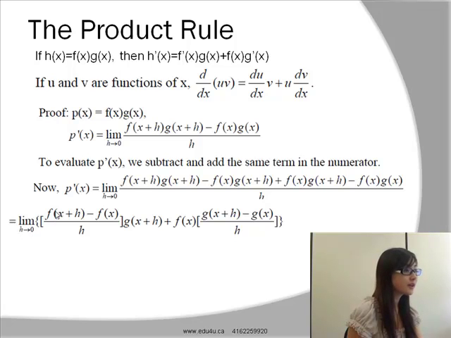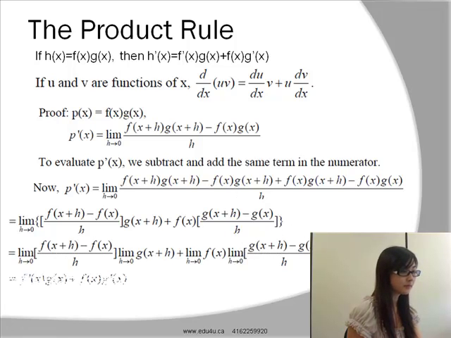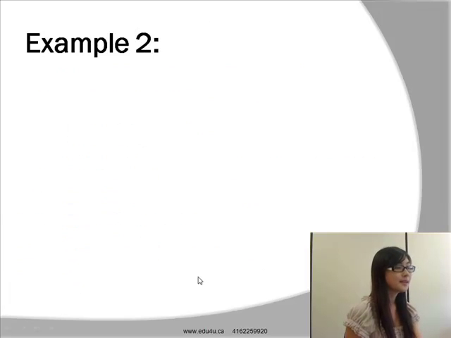What we're left with is the limit as h approaches 0 of f of x plus h minus f of x over h, times g of x plus h, plus f of x times g of x plus h minus g of x over h. We see that the limit of this equals f prime x and the limit of this equals g prime x. Therefore, the derivative of p of x will be equal to f prime x times g of x plus f of x times g prime x.